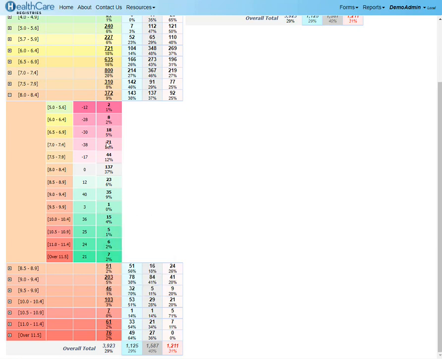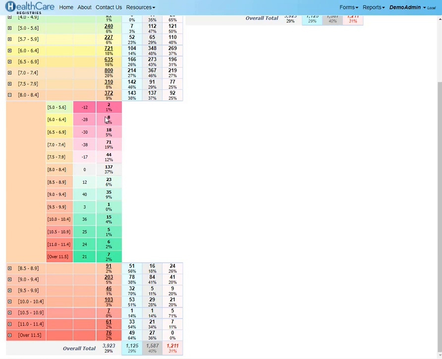If we look at this group, though, we can see that there's 71 patients that were almost controlled. They were between 7 and 7.4, and now are between 8 and 8.4. We've got 18 patients who were between 6.5 and 6.9, and now are between 8 and 8.4. So this group are patients that have all gotten worse.